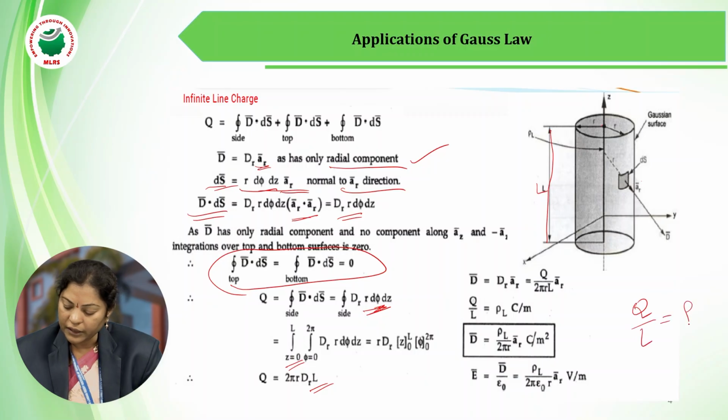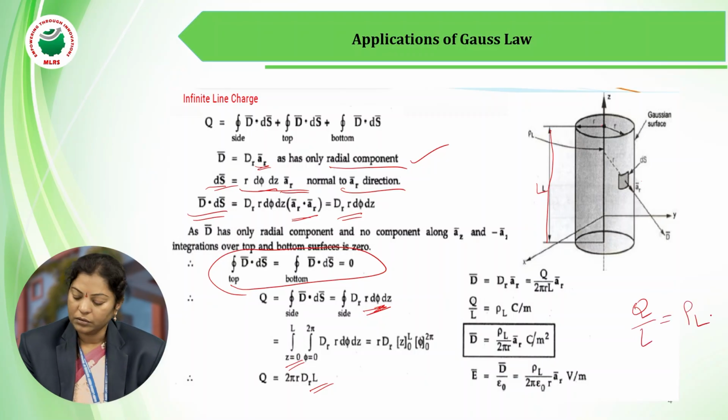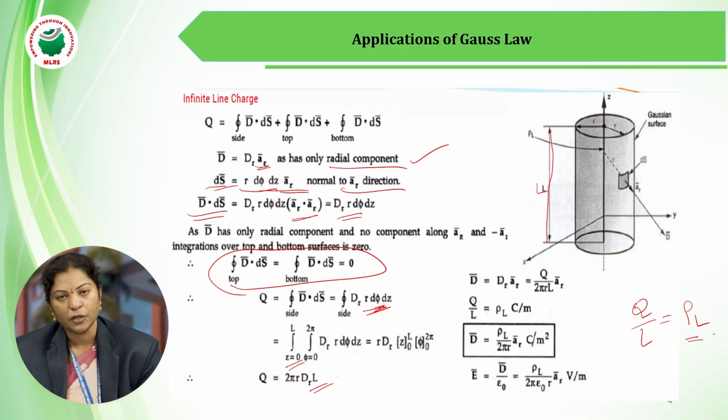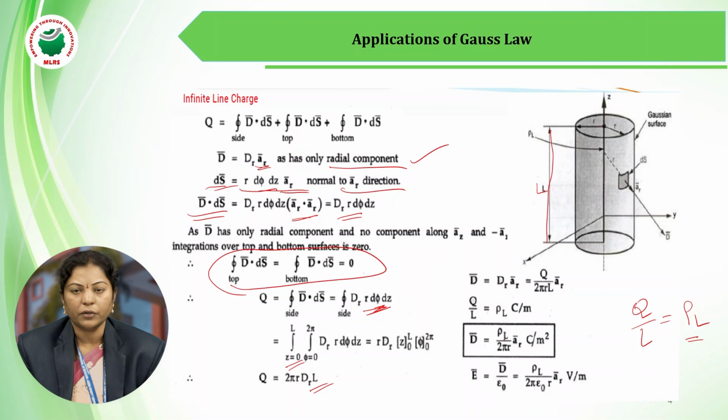Charge per unit length is nothing but the line charge density, ρL. We can write this as ρL. So D equals ρL by 2π r into ar coulombs per meter square. So this D is nothing but the electric flux density.